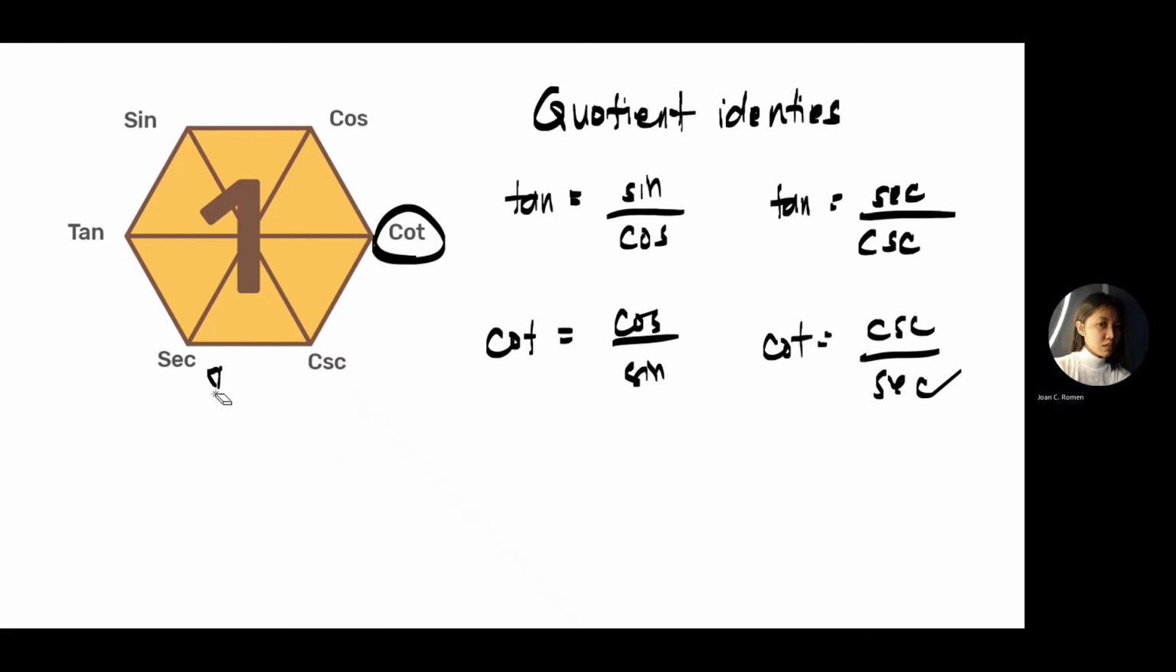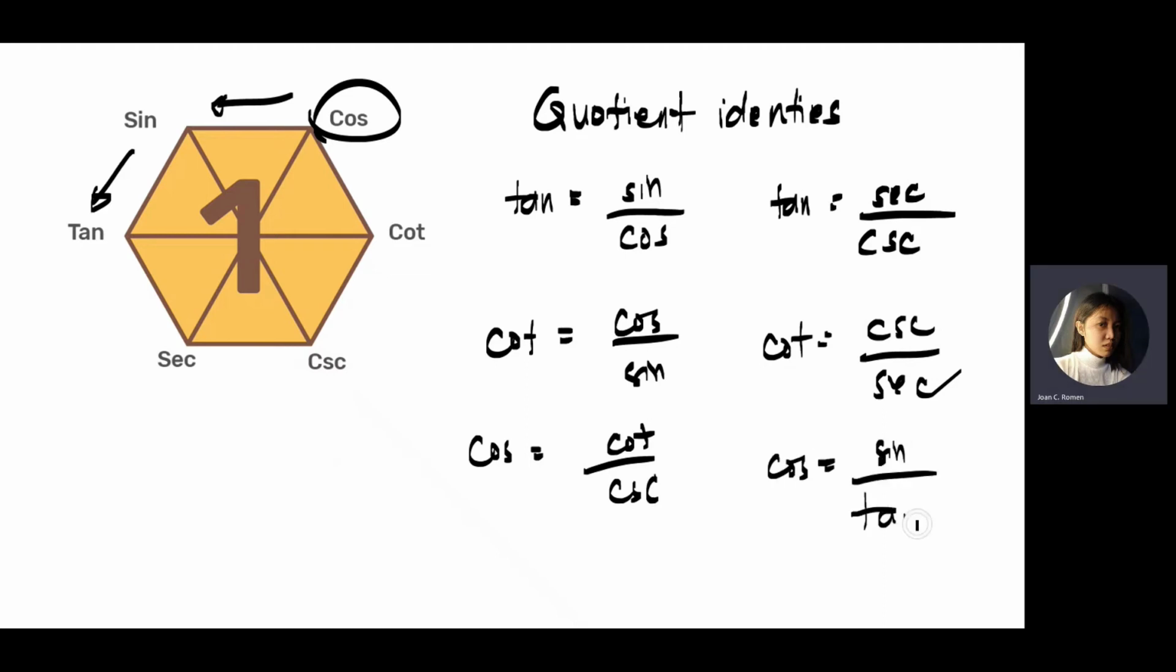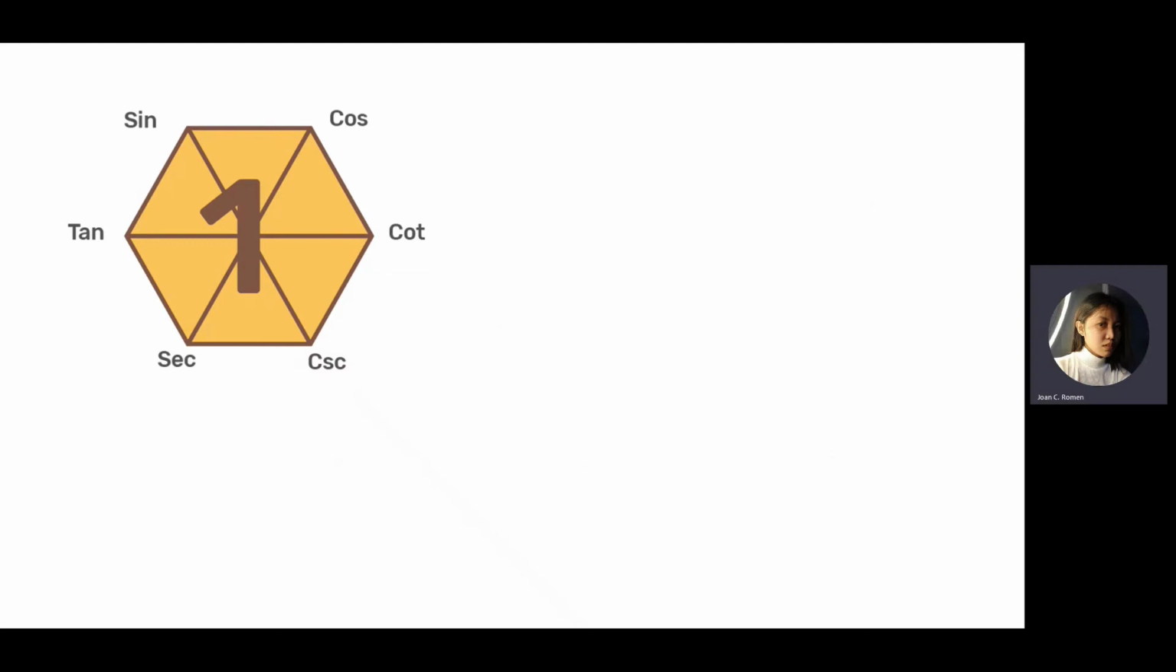Okay? And then next, how about for the cosine? The quotient identity, cosine is equal to, either clockwise or counterclockwise, cotangent over cosecant. And it can also be sine over tangent. So cosine is equal to sine over tangent. Again, you don't need to memorize all these formulas, as long as you know how to look at or use the magic hexagon. Okay, so that is for the quotient identities. Again, it is either clockwise or counterclockwise.